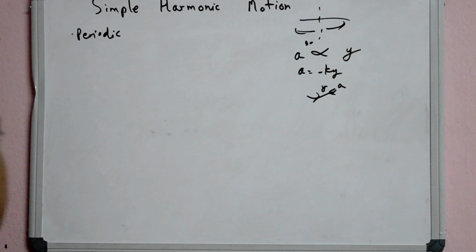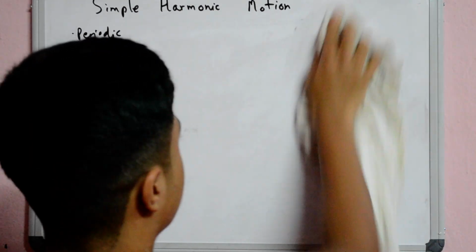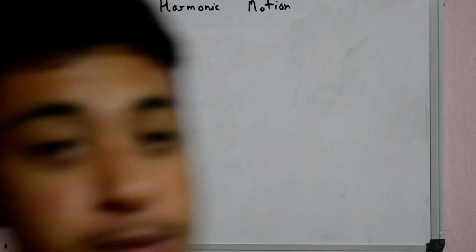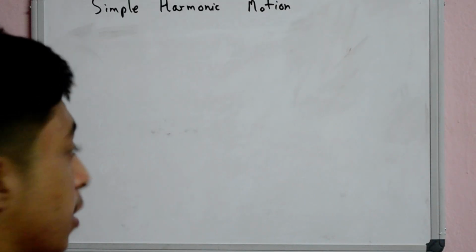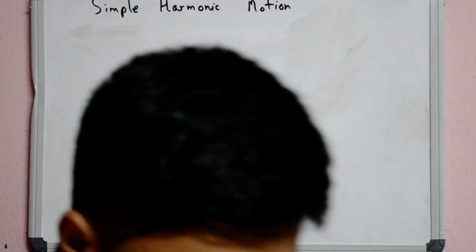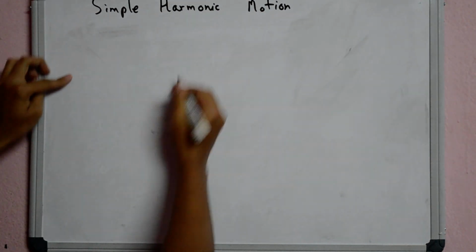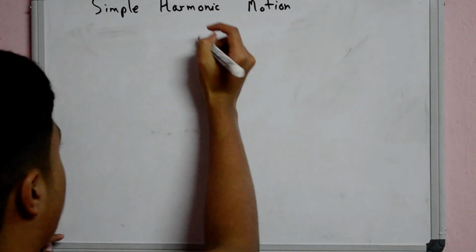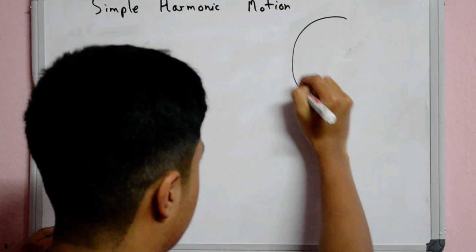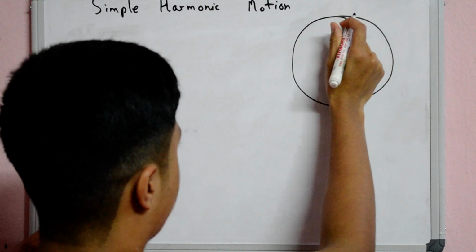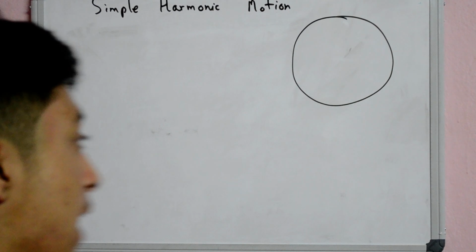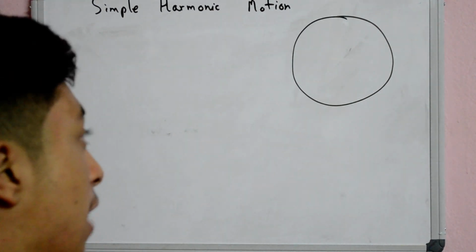So let's start with the general expressions for simple harmonic displacement, simple harmonic velocity and simple harmonic acceleration. Let's assume a body going in a circular path. Here the body obviously possesses circular motion and hence follows circular characteristics.